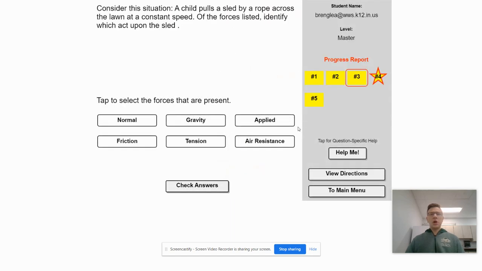Okay. A child pulls a sled by a rope across the lawn at a constant speed. So there's always going to be gravity. We're looking at the force diagram for the sled. The sled is sitting on the ground with the ground pushing back up on it, so that'll be the normal force. It does say that the child pulls the sled by a rope. So we're not going to choose applied force. We are going to choose tension instead. And then, of course, we're going to choose friction and air resistance because the sled is rubbing across the ground and also moving through the air.